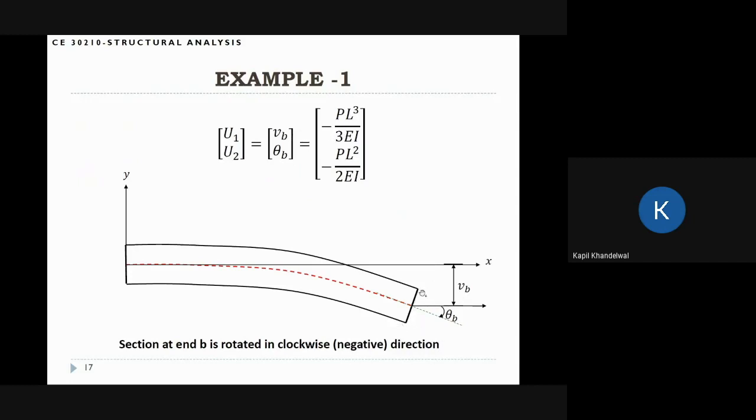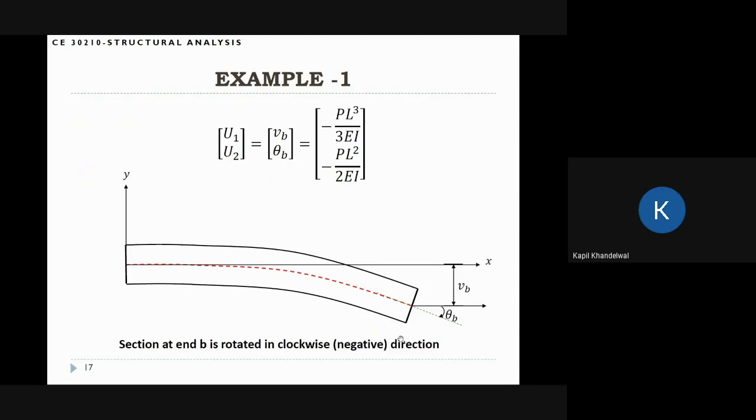And actually, if you look at the section here, the section is also rotating in the clockwise direction. You always remember that anti-clockwise direction is actually the positive sense of rotation. So clockwise direction is actually negative rotation. So that's the reason theta B is negative. So if P is downward, then both displacement and the section rotation are negative. And this is inbuilt into this solution itself.